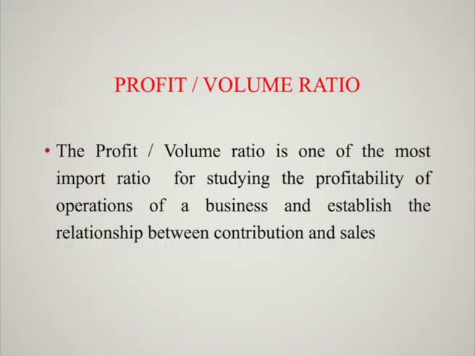Next one is the profit volume ratio. So, profit volume ratio means what? This is the relationship between the contribution and sales. In sales, whatever proportion the contribution is, that we show as the profit volume ratio. For example, contribution is 40 rupees, sales are 100 rupees. So, 40% contribution is nothing but the profit volume ratio. The contribution proportion is 40% in the total sales.